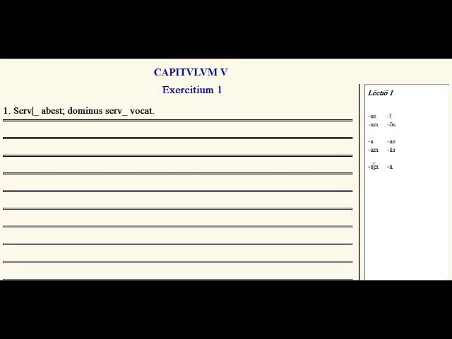So verbum could be the word is on the page. Verbum could also be I wrote the word, receiving the action. Same thing for verba: the words are on the page, and verba, I wrote the words, plural. So here we have an example. Serva abest, servus abest, and dominus servum vocat. So here we have the object, right? The master calls the slave, accusative.